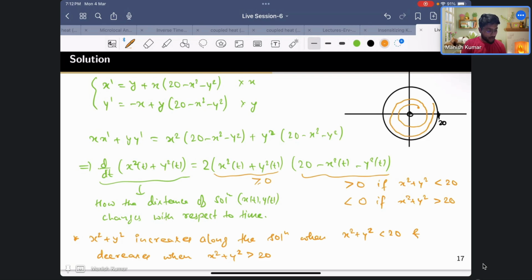Okay, and the other thing being said is that if your initial data or some data at some time is here, then when your x square plus y square is greater than 20, the radius will decrease. That means this will keep on decreasing. Okay, this kind of behavior you will see. So this is what this line means. Nothing special. So this is the kind of behavior of the solution we have.